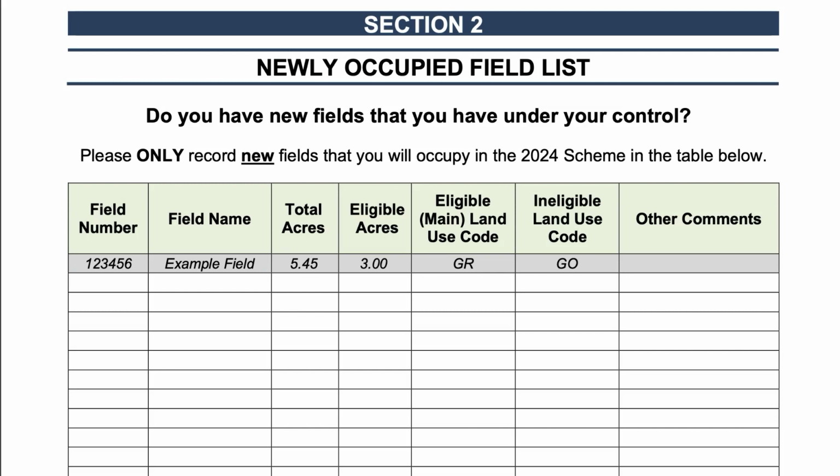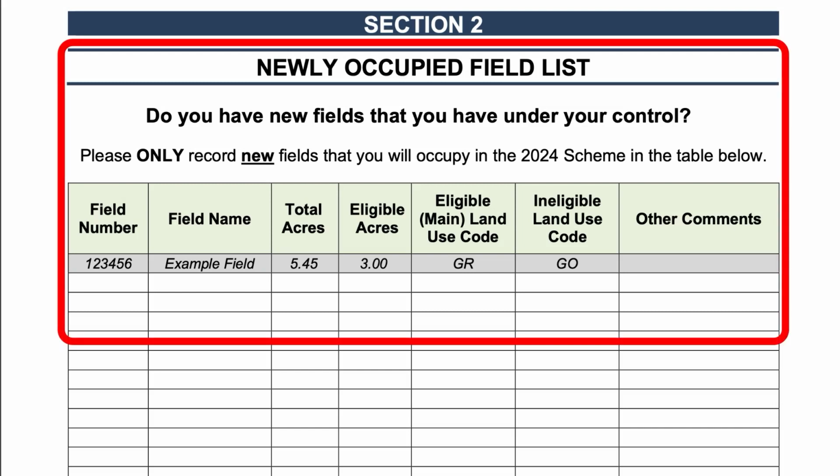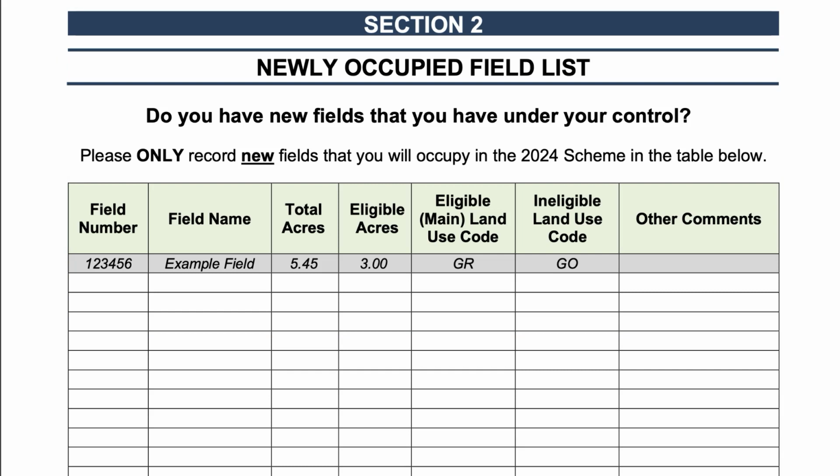If you have additional fields to add to your claim, then you will do so in the newly occupied field list. Equally, if you're a new applicant, you will fill out a very similar sheet to this, where you will include all the information of all the fields that you have control of. On this form, it's really important that we capture all the information about your fields. The mandatory fields are your field number, your total acres, eligible acres, eligible land use code, and ineligible land use codes. The field name column is for your reference in the future.